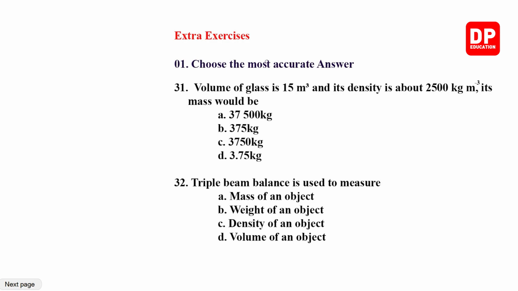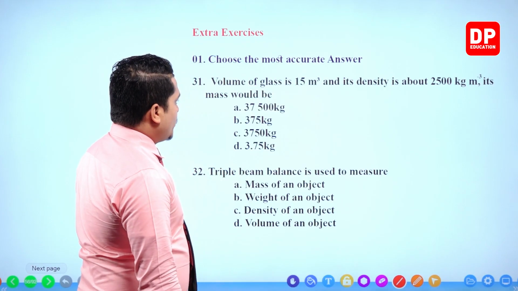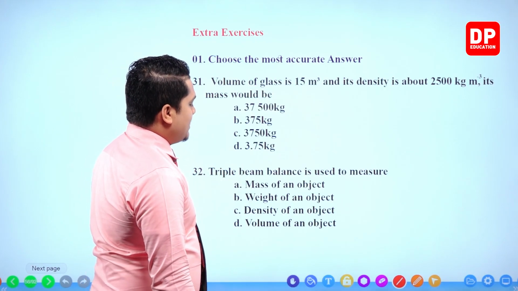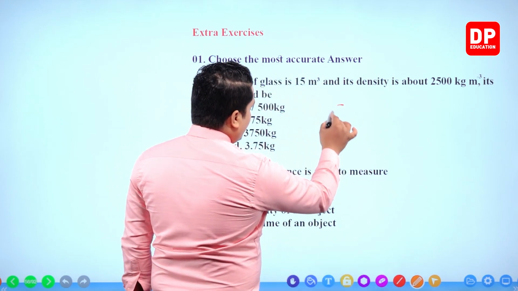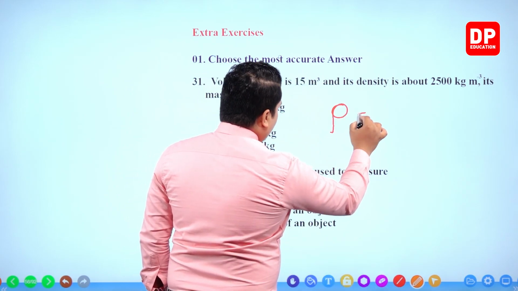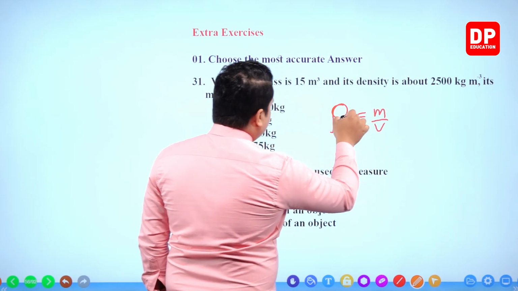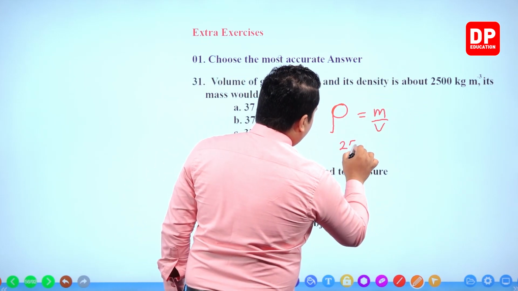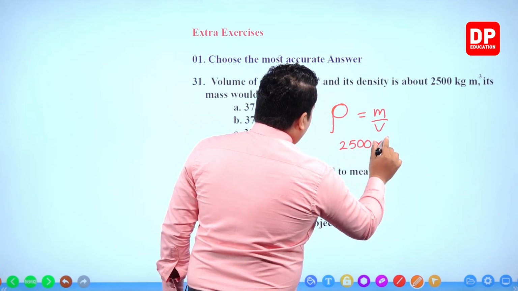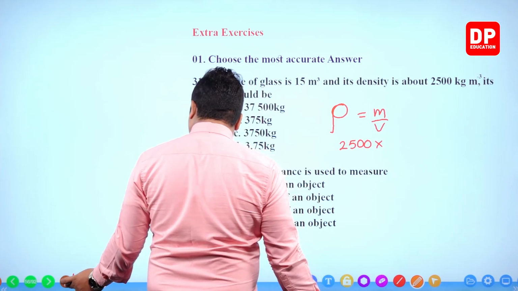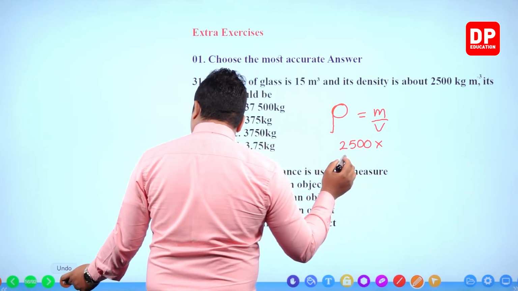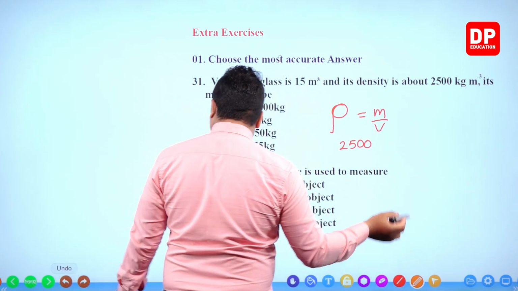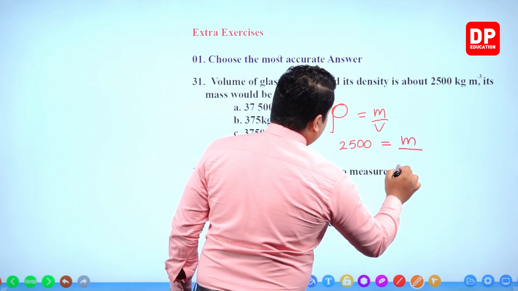Next one. Volume of glass is 15 cubic meters, and its density is about 2500 kilograms per cubic meter. Its mass would be? So you need to find out the mass. To find the mass, once again we will apply the formula: rho is equal to m over v. Rho means the density, which is equal to 2500. Mass we don't know.